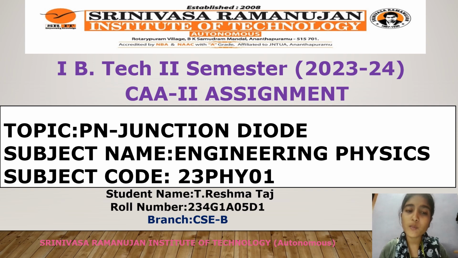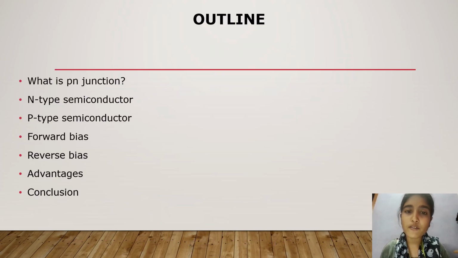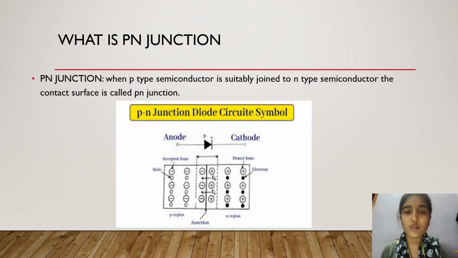The topic I got is PN junction diode. So I am going to present a PPT upon the topic PN junction diode. Our first slide is the outline, which contains the important topics I am going to explain. The headings are represented here. First is what is PN junction, and next are P-type semiconductor, N-type semiconductor, forward bias, reverse bias, advantages, and conclusion. Moving to the next slide.